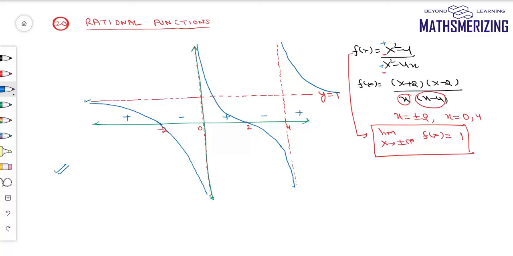So this is a very basic graph of a rational function. And in the next class we'll discuss how we transform these basic graphs to create more complicated and stunning graphs.